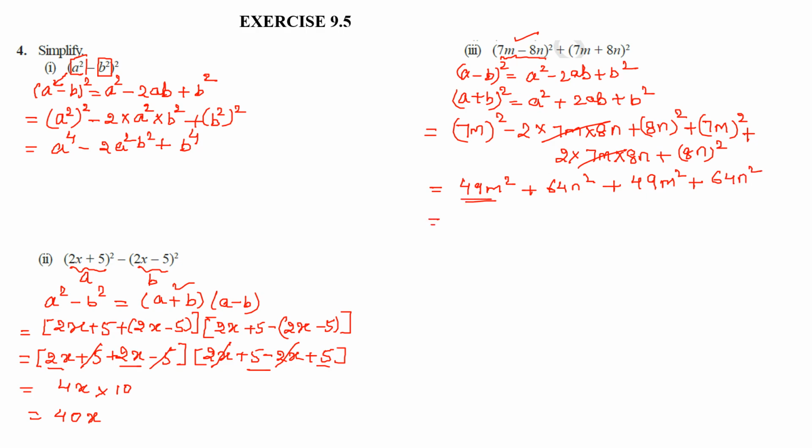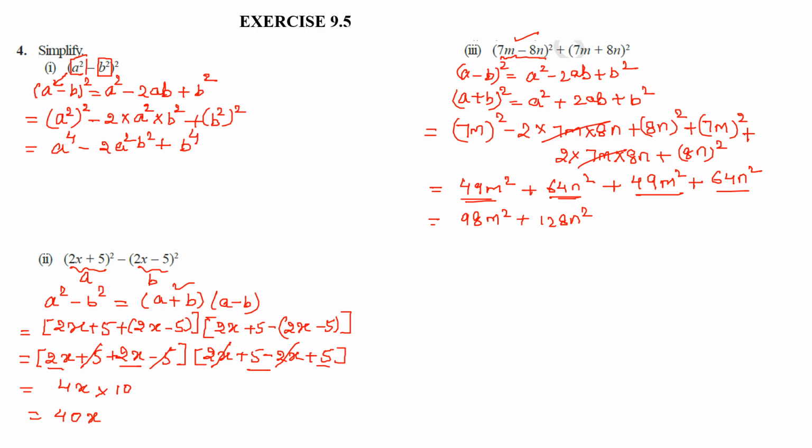So you can see 49m square here and 49m square here. So 49 plus 49 will give me 98m square. Then 64n square is here and 64n square is here. So 64 plus 64 will give me 128n square.